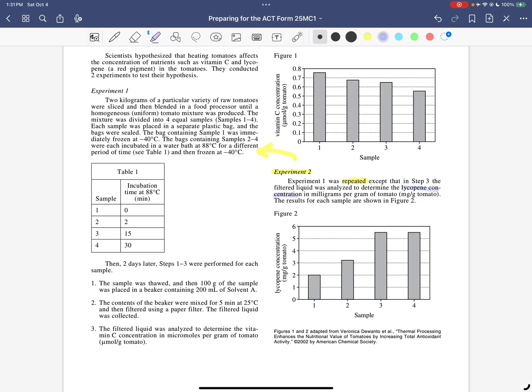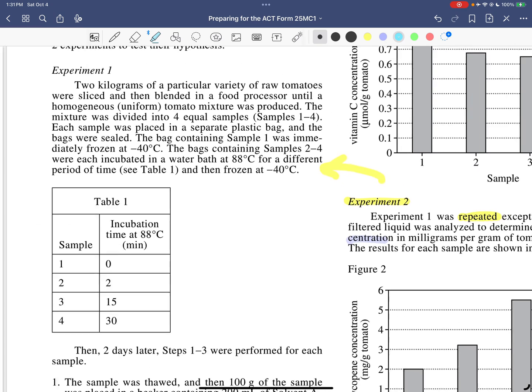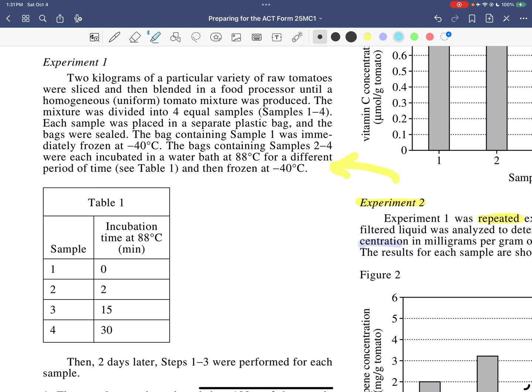So let's start over in experiment 1 and see if we can find the order. Remember, we're looking for sample 2. So starting up here, 2 kilograms of a particular variety of raw tomatoes were sliced and then blended in a food processor until a homogeneous, or uniform, tomato mixture was produced. The mixture was divided into 4 equal samples, samples 1 through 4. Each sample was placed in a separate bag, and the bags were sealed.